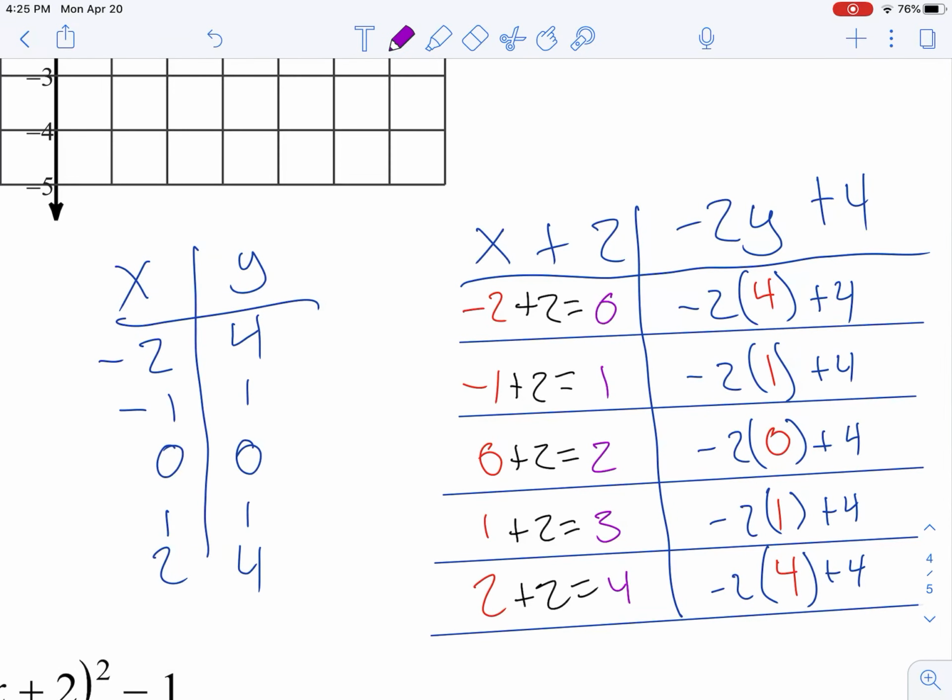And then in purple, -2 times 4 is -8. Plus 4 is going to give me -4. -2 times 1 is -2. Plus 4 is a +2. -2 times 0 is 0. Plus 4 is 4. -2 times 1 is -2. Plus 4 is 2. And -2 times 4 is -8. Plus 4 is -4. Oops.